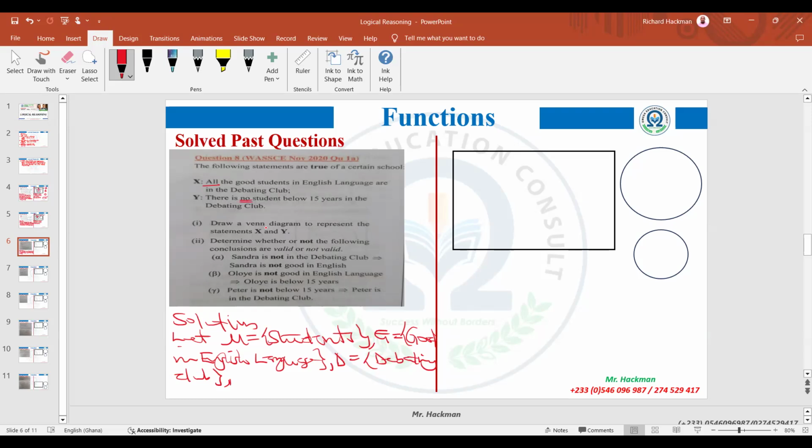Yes, please. Okay, so let's see. Debating club is there. Which other set has been introduced there? Students below 15 years. Very good. So we are talking of below 15 years. So in this case, I'll write B. I will use B to represent below 15 years. All correct?